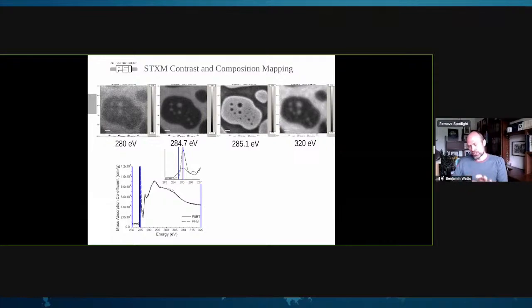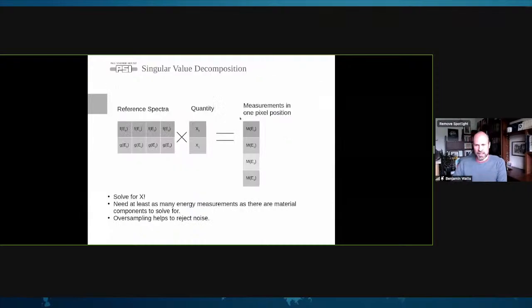So here we have just the straight images, and we want to separate that into a percentage composition. So we do that through something called singular value decomposition, which is basically matrix multiplication, and then we invert it to get the answer. So the first array is our reference spectra. So we have the PFB and the F8BT at the measured energies. And then we have our unknown quantity, so how much of those are present. And then we have our measurements. And then we solve this for X.